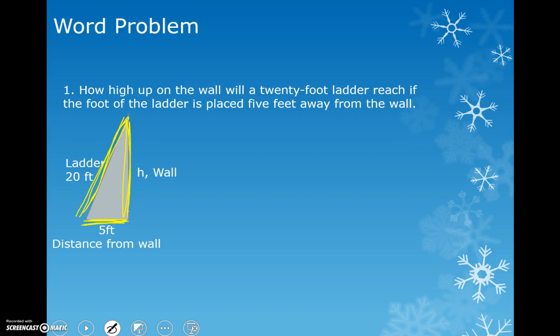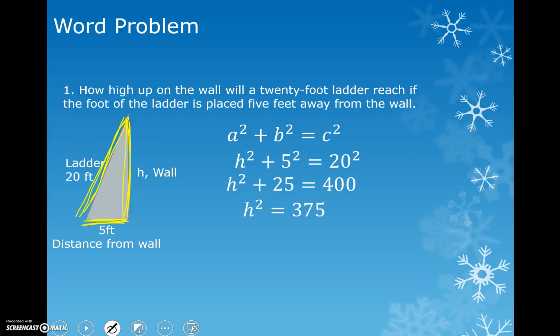I'm solving for a leg. And so it's a squared plus b squared, or h squared plus 5 squared, and that's equal to 20 squared. Square everything out, subtract, and take the square root from there. And we want to make sure we're simplifying the radical, not just taking the square root of it. And in this case, it's 5 square root of 15.